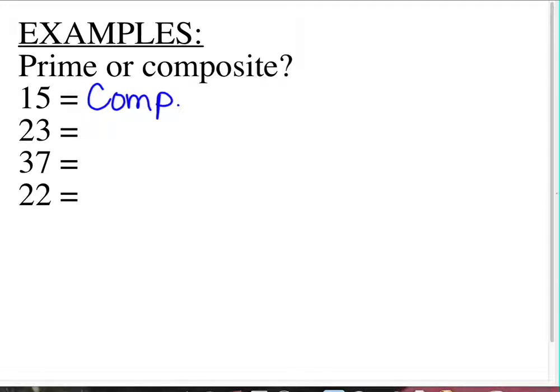How about 23? What times what is 23? What are the factors of 23? 1 and 23. Nope, nothing else. That's prime. And it should be on your list. How about 37? What times what is 37? Well, there's 1 and 37. Anything else? Nope, there's nothing else. That makes it a prime number.